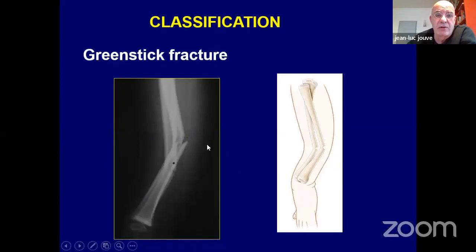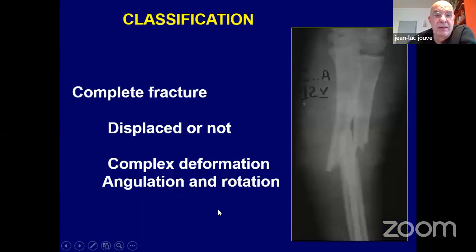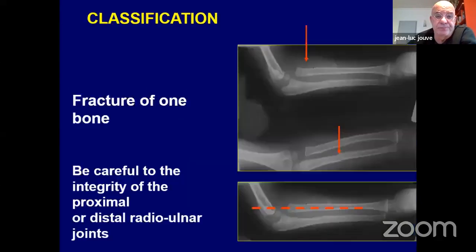So there are different fractures. You know the classical greenstick fracture with only one cortex which is disrupted, and it is typically the case that needs closed reduction. But in most cases, it is a complex fracture, displaced or not, and sometimes with complex deformation, angulation, and rotation. Here you can see an example. And in such a fracture, if you don't obtain good reduction, you will have to do surgery immediately.